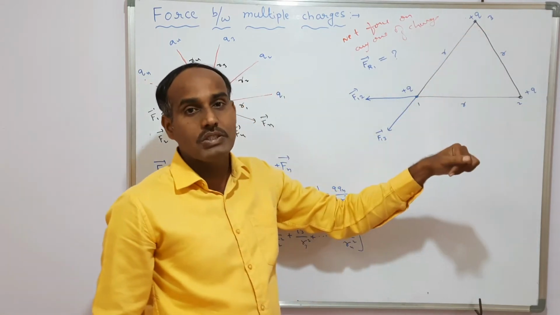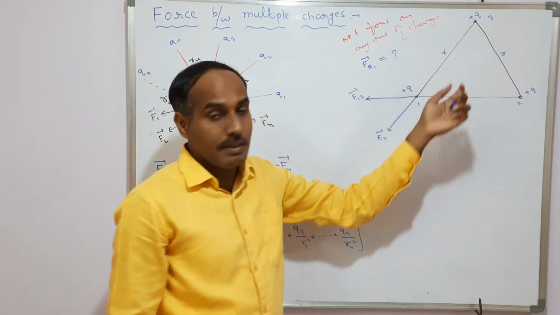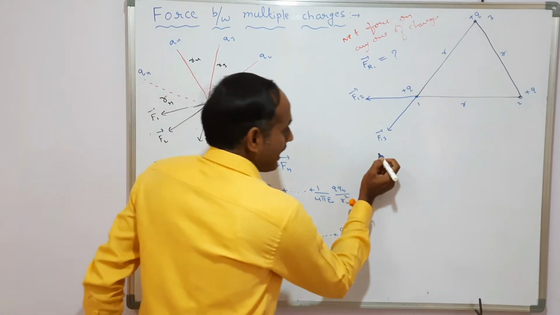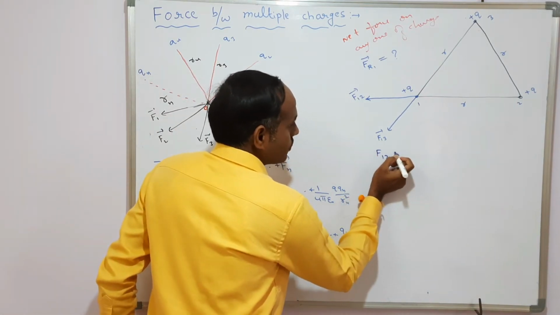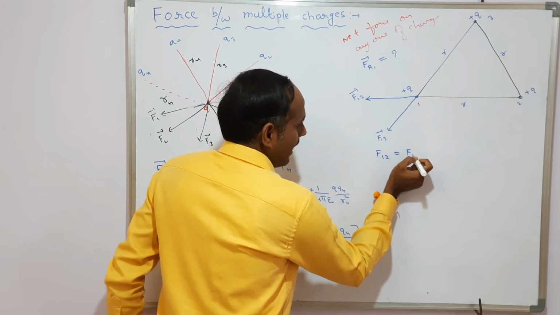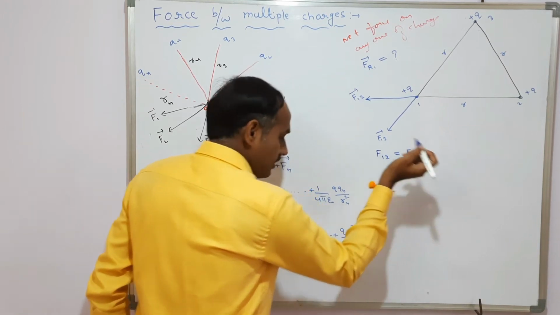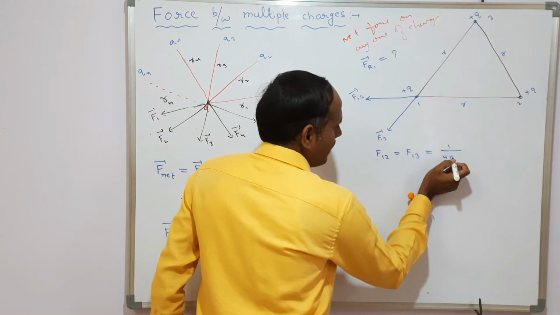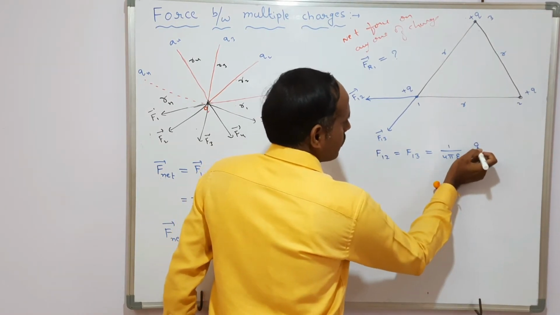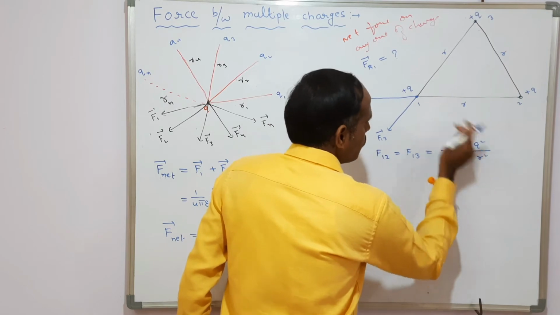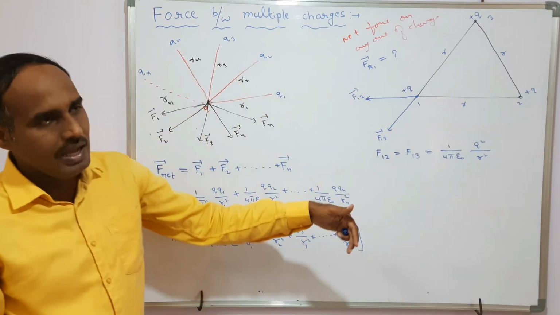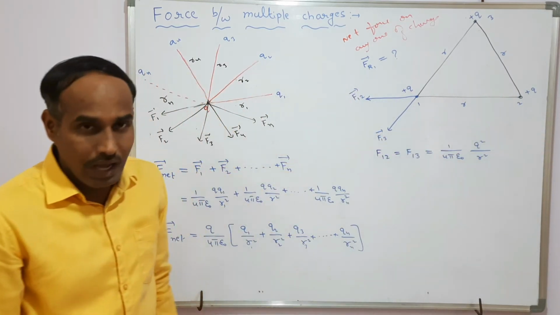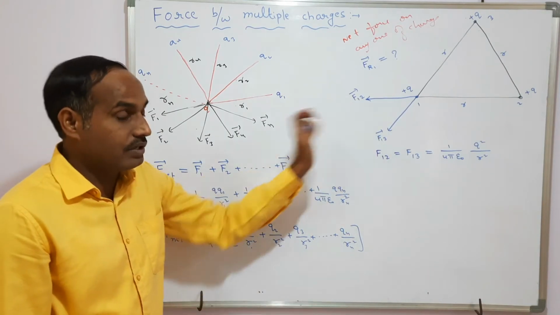So the first particle is experiencing force because of 2 and 3, and as the three charges have the same magnitude and the same separation, can I state that the force on the first due to the second should be equal in magnitude to the force on the first due to the third? That is equal to 1 by 4 pi epsilon Q square by R square, Q into Q is Q square, upon the separation R, so R square, and in the respective directions.